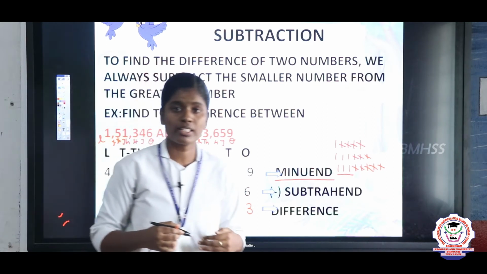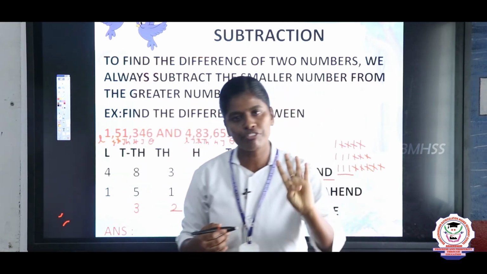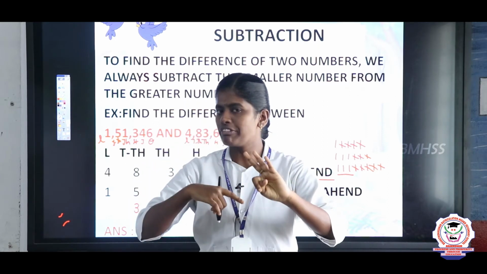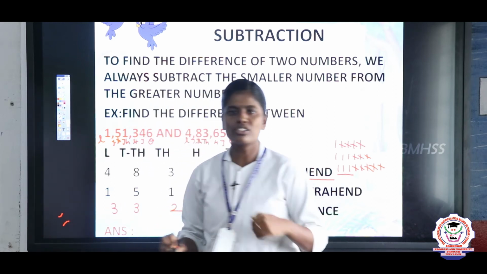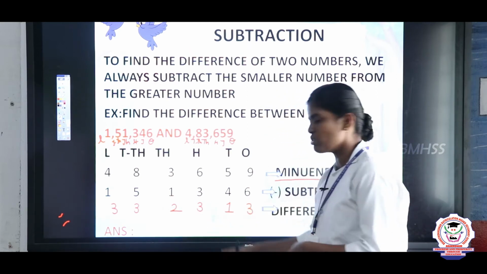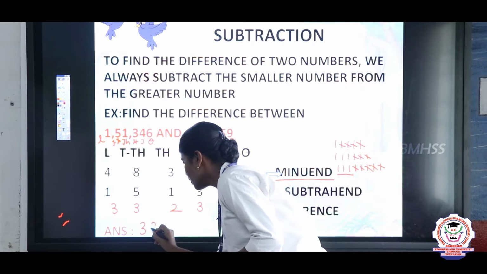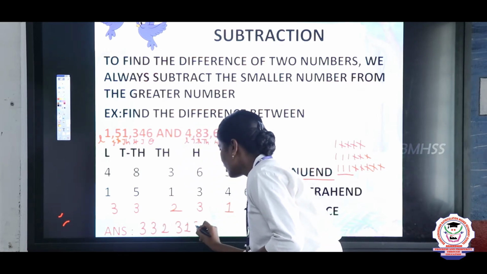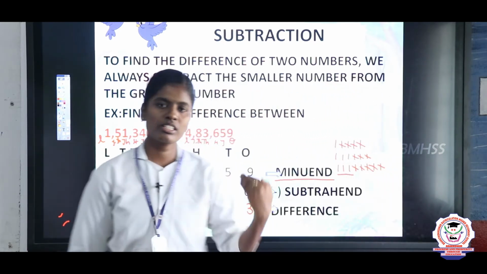Then take the lakh place value. In this lakh place value we have 4 lakh minus 1 lakh. So show your 4 fingers and fold 1 finger. Remaining, how many fingers are there? 3 fingers. So simply put 3. Okay, my dear students, now we are going to write the answer: 3,32,313. So this is subtraction.